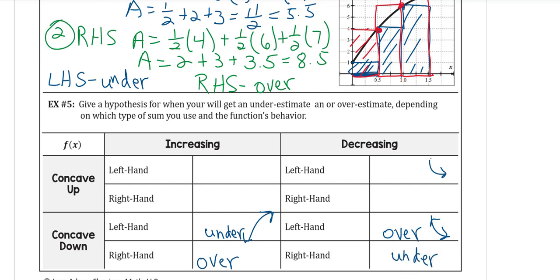Okay. Now concave up. Let's start this way. I'm confusing myself. Okay. So our graph's going to look like that now for concave up and increasing. So our left-hand sums are going to be under, and our right-hand sums are going to be over. So when you do it the other way, our left-hand sums will be over the curve, and our right-hand sums will be under the curve.